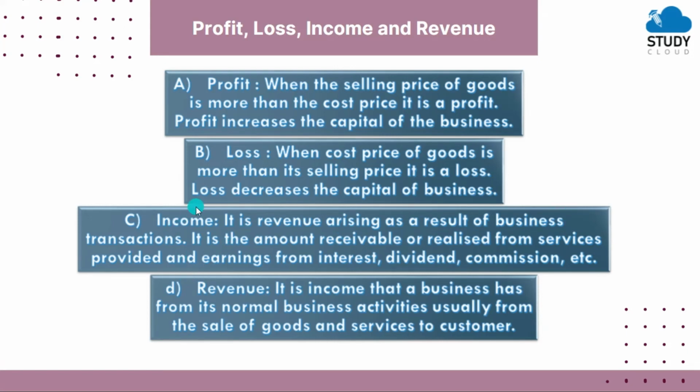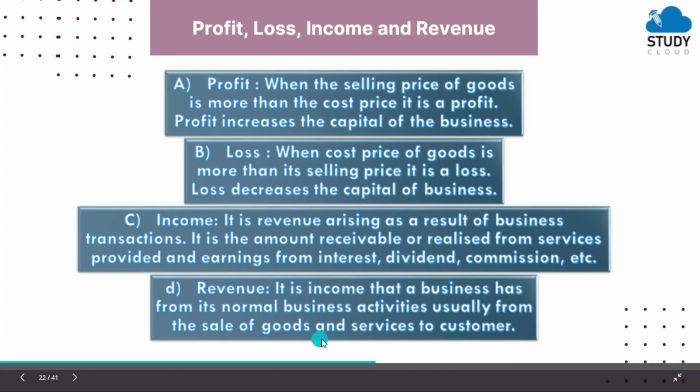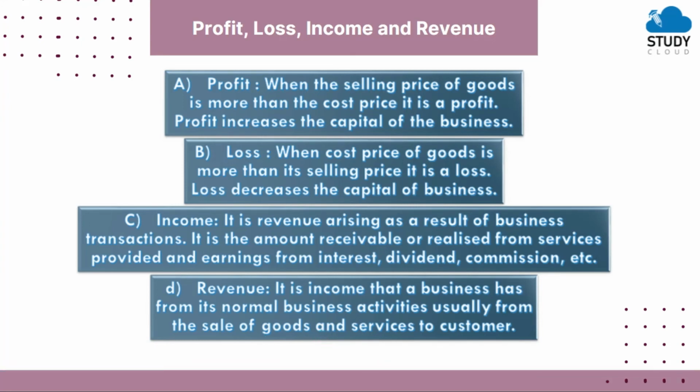Then income: whatever revenue arises as a result of business transactions is known as income. Now all those incomes you received from different sources, like interest, dividend, commission, etc., that is income. Now what is revenue? The actual income which you receive by selling goods or services to customers, that is revenue.